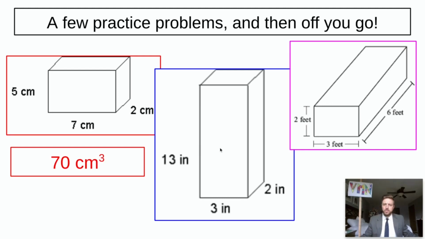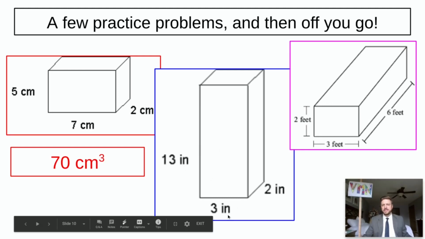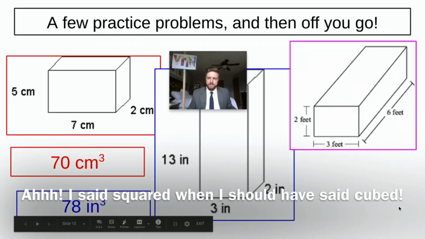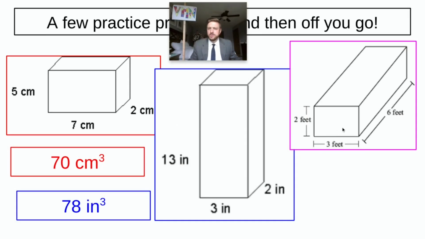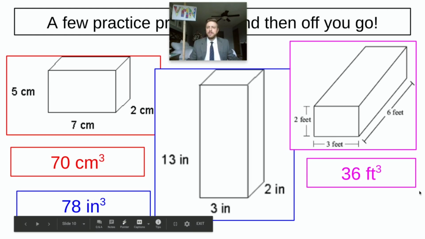Okay. Our blue one, 13 times 3 times 2, or 2 times 3 times 13, or whichever order of numbers you'd like to multiply in, we get 78 inches squared. And the last one, 2 feet by 3 feet by 6 feet gives us an answer of 36 feet squared.